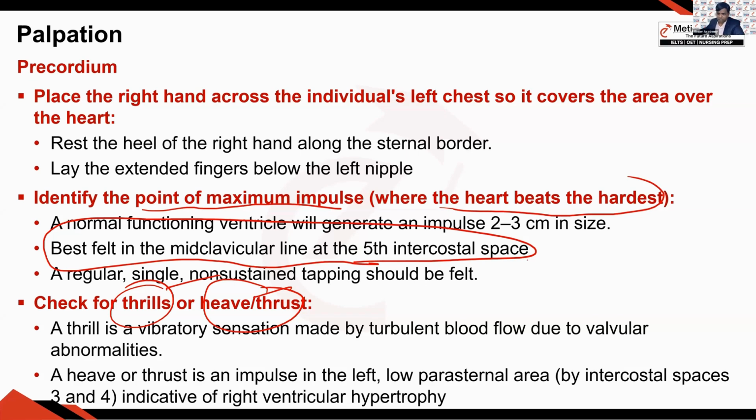Here, thrill is a vibratory sensation made by turbulent blood flow due to valvular abnormality. So you can see, the thrill is a vibratory sensation made by turbulent blood flow due to valvular abnormality.